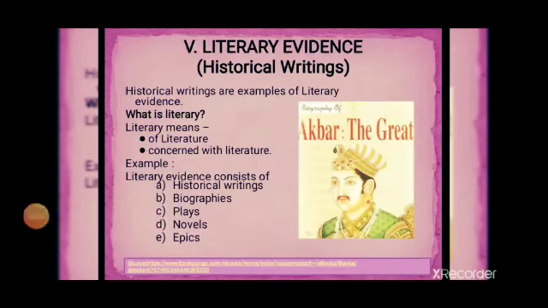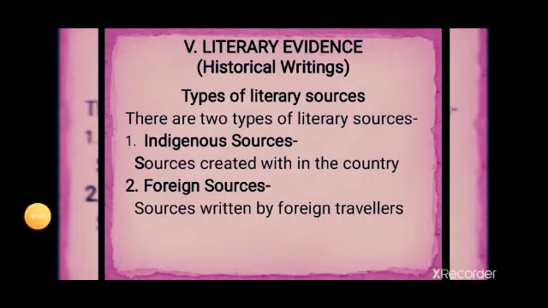And children, the medieval period is a rich collection of literary evidences, where historians have taken a lot of information from this period to gain their knowledge. We can divide the literary sources basically into two sources. One is the indigenous sources and the second is the foreign sources. Indigenous sources means the sources which are created within the country, and the foreign sources are those written by foreign travelers.